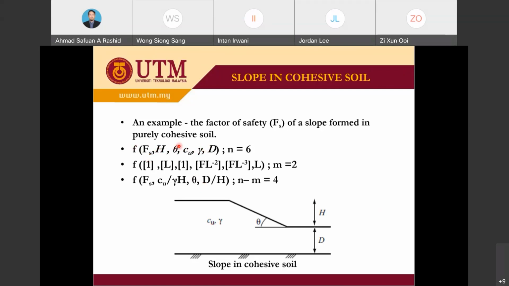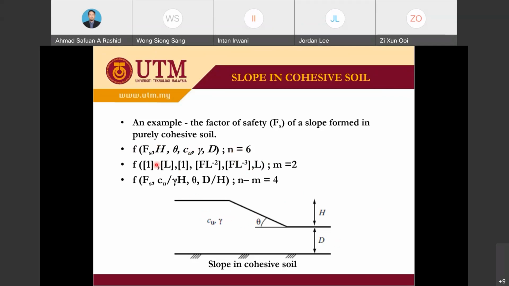Purely cohesive soil means that it doesn't have any phi value. Okay, so theta is the angle of the slope. Okay, and then we have H and also D. So in total, the input is 1, 2, 3, 4, 5. Okay, and then including the output, it becomes 6. So n is the number of parameters involved. So n is equal to 6.